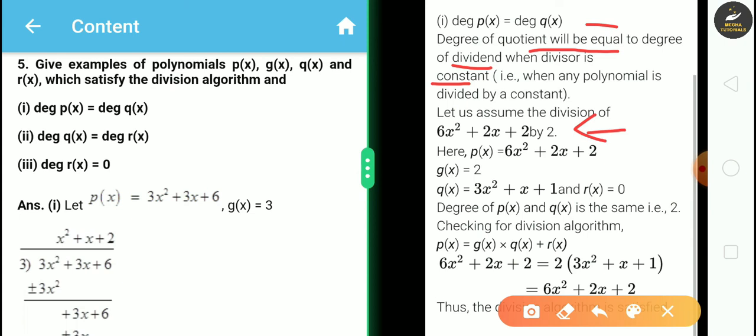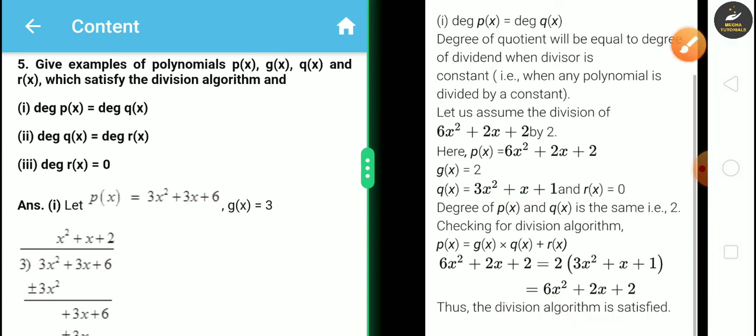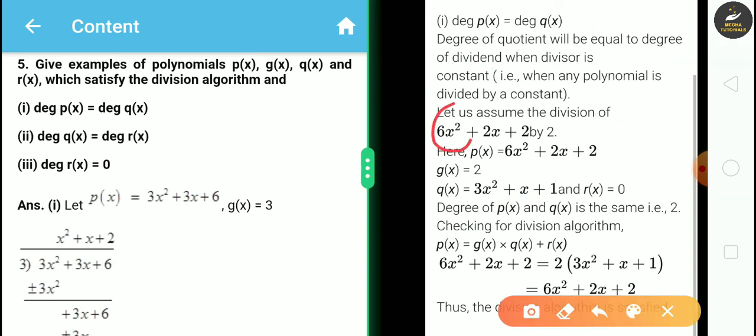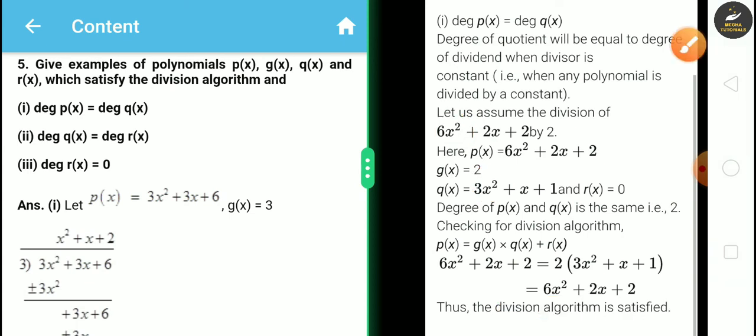So in this case, everyone's answer will be different. Okay, so if I divide 6x square plus 2x plus 2 by 2, I will get the quotient as 3x square plus x plus 1 and remainder 0. So degree of polynomial is 2 and degree of quotient is 2. Okay, so degree of p of x and q of x is the same, that is 2. And we will check with the division algorithm, that is p of x is equal to g of x into q of x plus r of x. So 6x square plus 2x plus 2 is equal to 2 into 3x square plus x plus 1. Remainder is 0. So 2 times 3 is 6x square plus 2x plus 2. So we are getting the same dividend. Thus the division algorithm is satisfied.